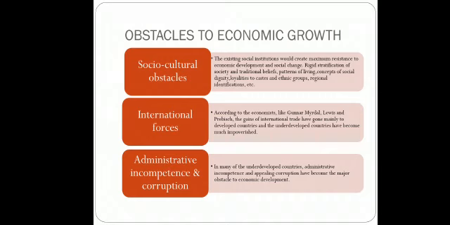And the last one is administrative incompetence and corruption. In many of the underdeveloped countries, administrative incompetence and corruption have become the major obstacles to economic development. So, what do we need? We need a well trained and honest, dedicated administrative setup. This is very essential for proper economic development of the country.